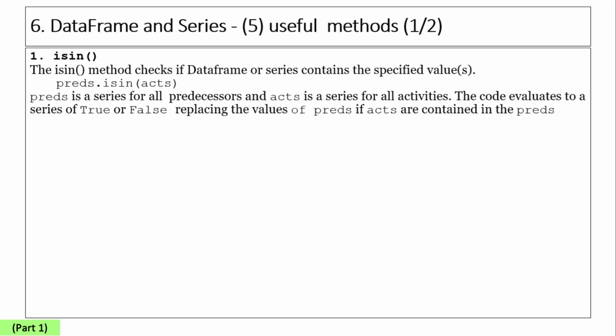Preds is a series for all predecessors and acts is a series for all activities. The code evaluates to a series of true or false, replacing the values of preds with true if acts are contained in the preds.